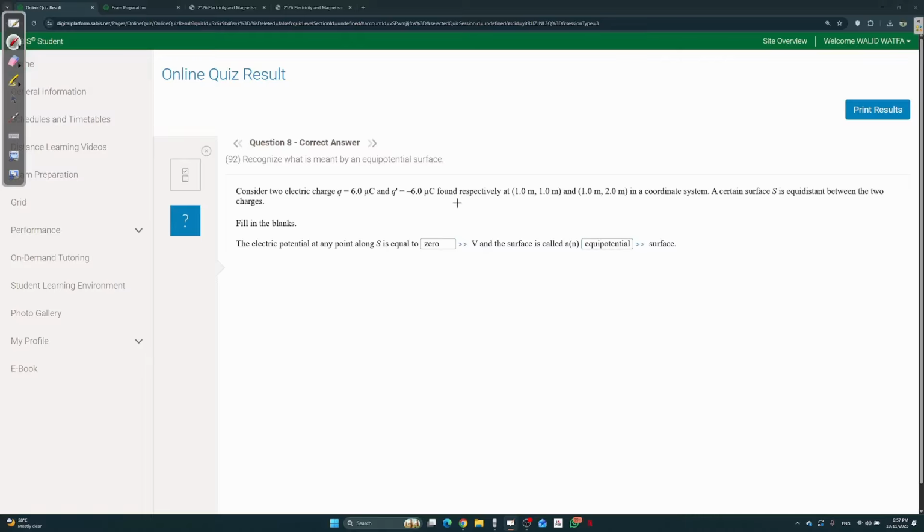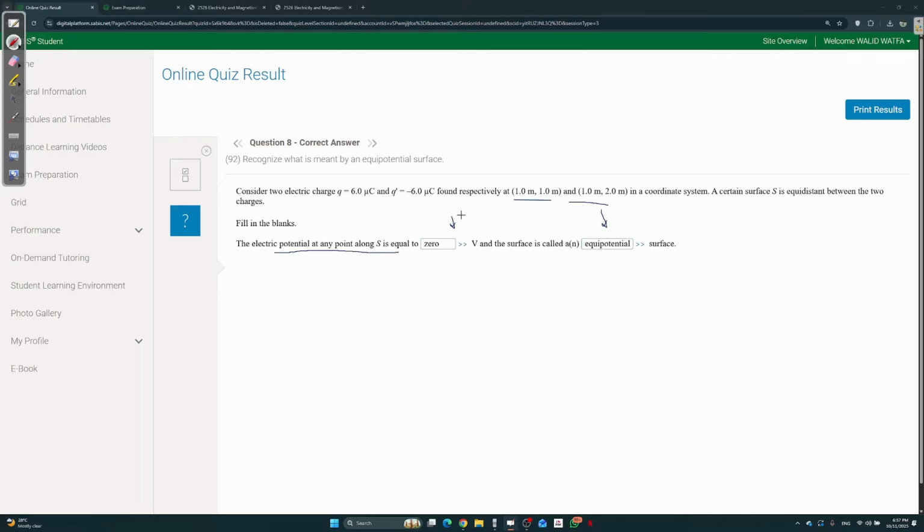Over here, consider two charges, Q equals 6 microcoulomb and Q prime equals negative 6 microcoulomb, found respectively at these points over here. A certain surface S is equidistant between the two charges. The electric potential at any point along S is equal to 0, and the surface is called equipotential.